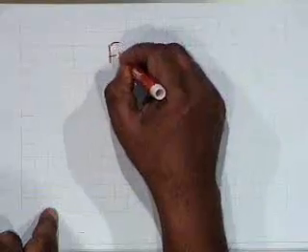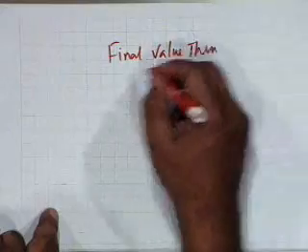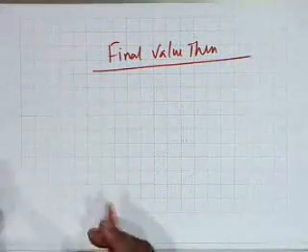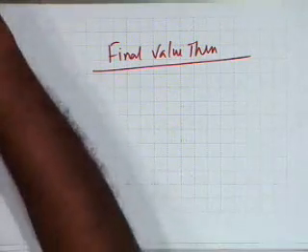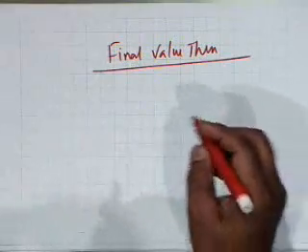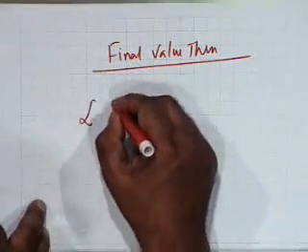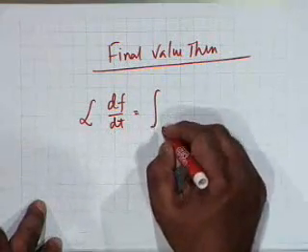Initial value theorem. It is an extremely important theorem, but people do not pay that much attention to it. The final value theorem is also equally interesting. Final value theorem. And for that, let us go back to this formula, that is Laplace of df dt, which is equal to integral 0 to infinity, same kind of function.